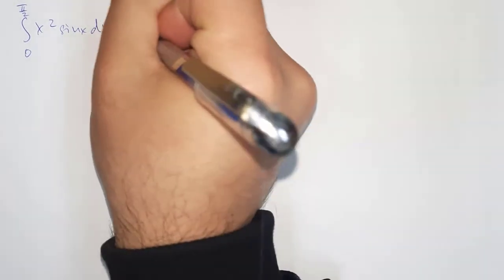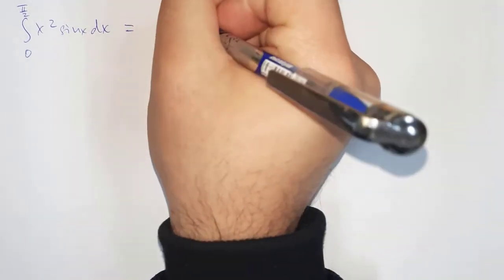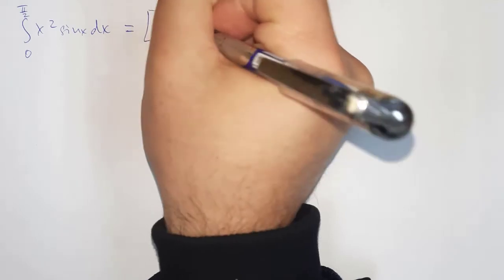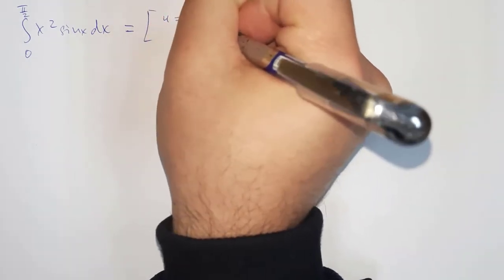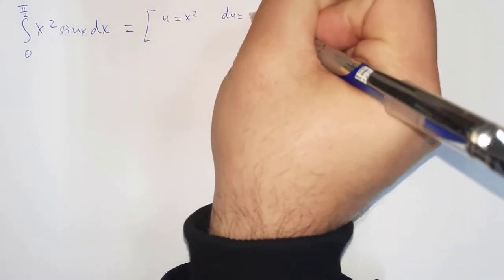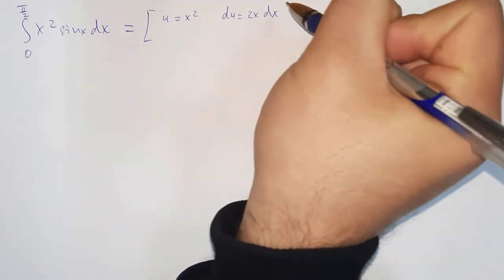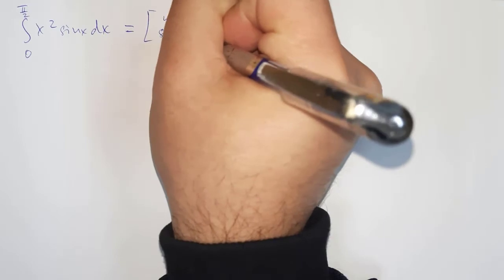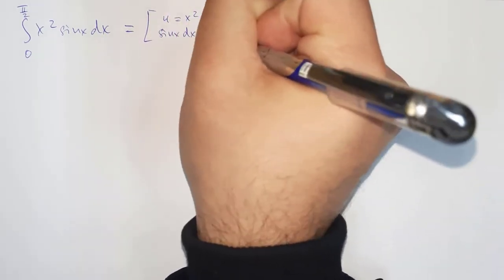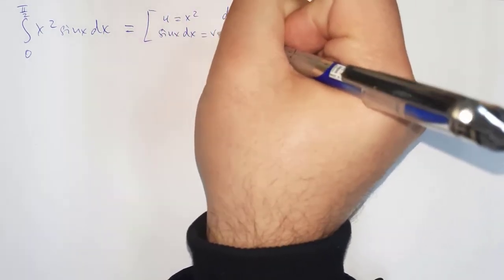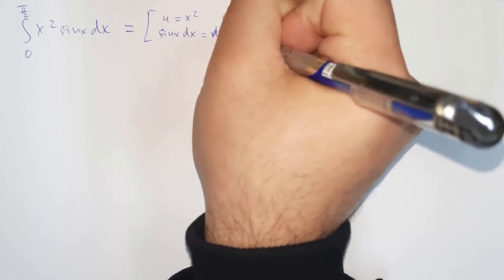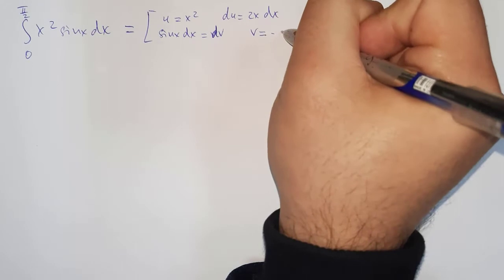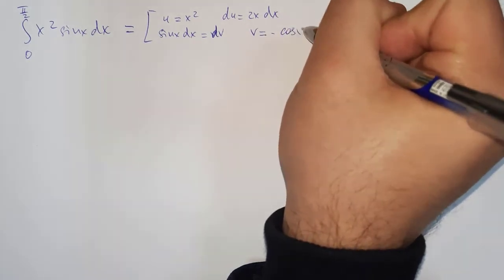So firstly, let u be x squared, du is 2x dx, and sine x dx is dv. So v is minus cosine x.